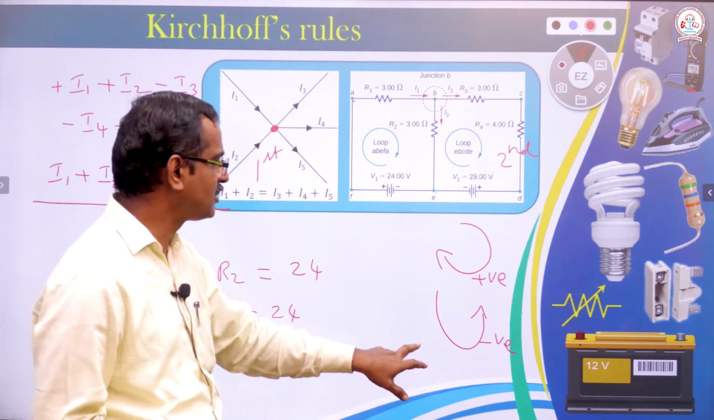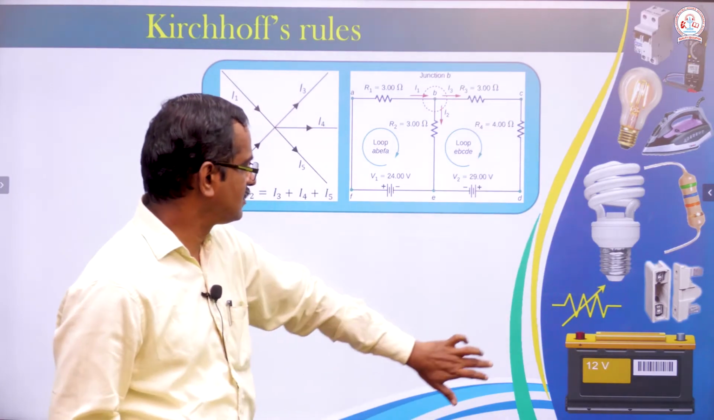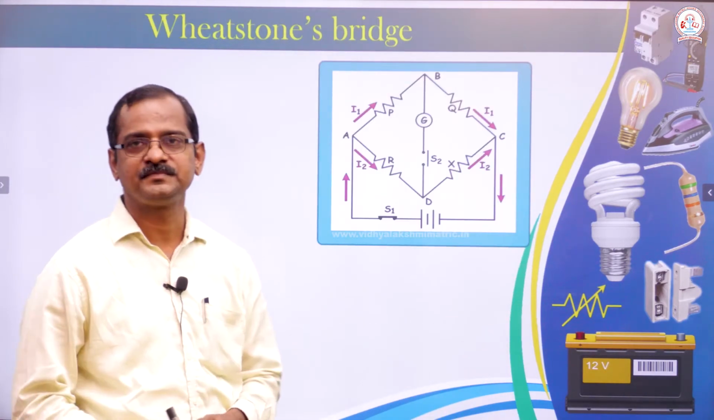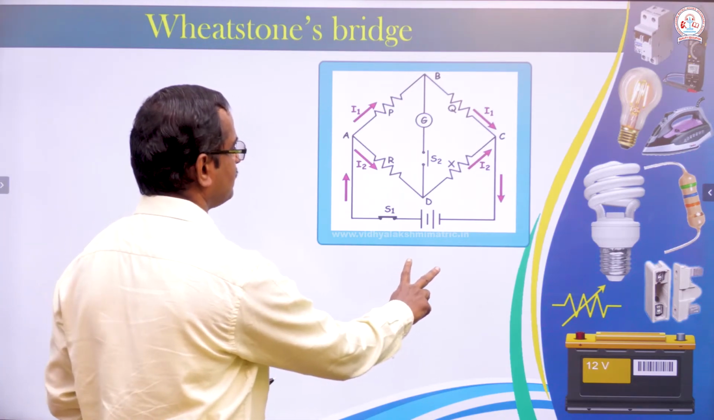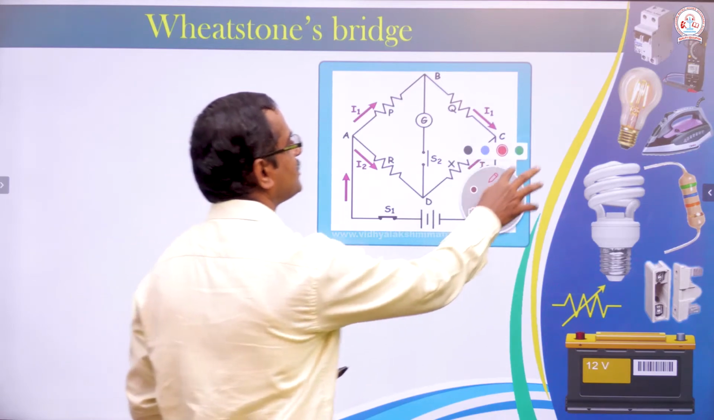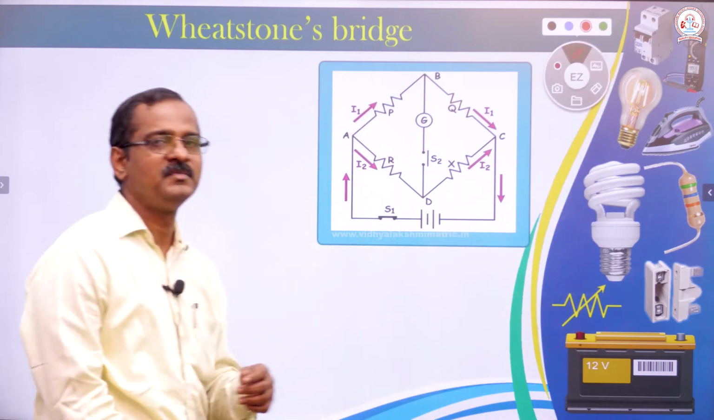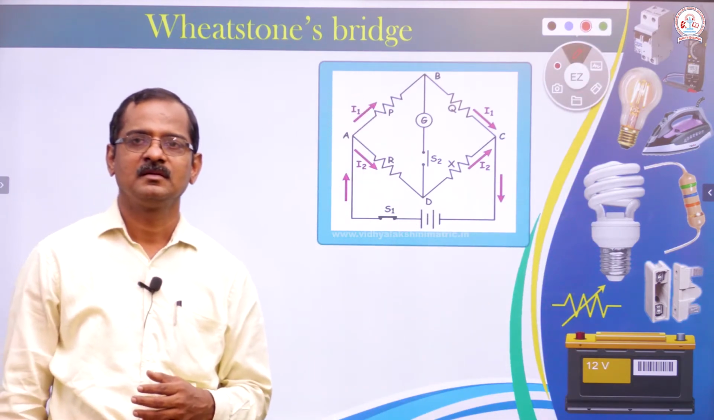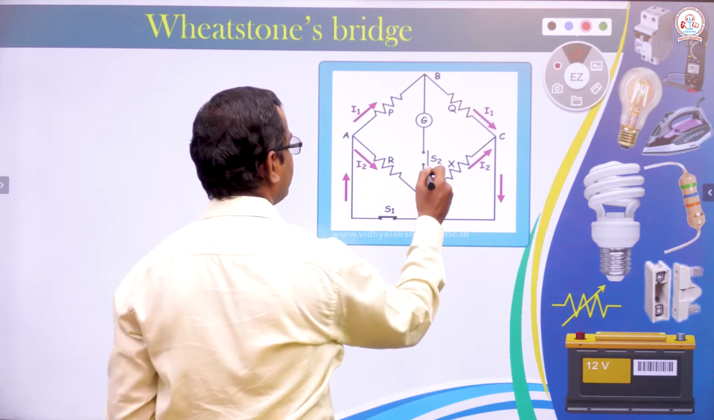That is the second rule. Now we are going to apply this for the Wheatstone bridge. You just see here, this circuit is called the Wheatstone bridge. Based on the Wheatstone bridge, the meter bridge and potentiometers are discussed. Generally the meter bridge. Okay. You see that here it is open. The circuit is open here.